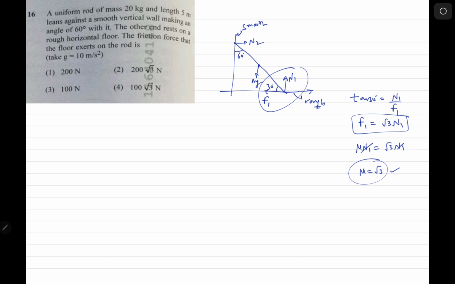Now we need to balance the forces. You can see here the upward force N1 equal to mg equal to downward. So N1 is equal to 200, m is 20 kg. Now we just put the value of F1, which we need to find, the friction exerted by the floor on the rod. So F1 is mu N1 only. So mu is root 3, N1 is 200. So answer is 200 root 3. So option 2 is correct. So hope you understood. Let's move to the next question.